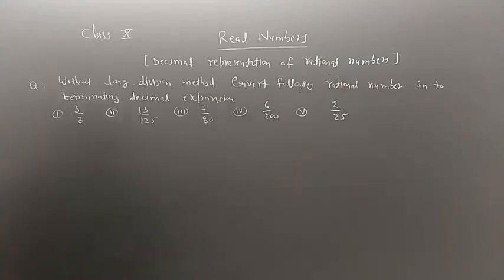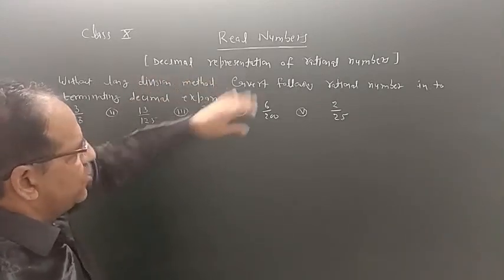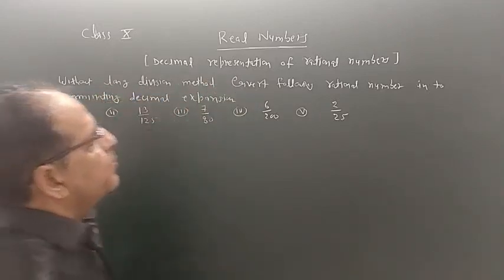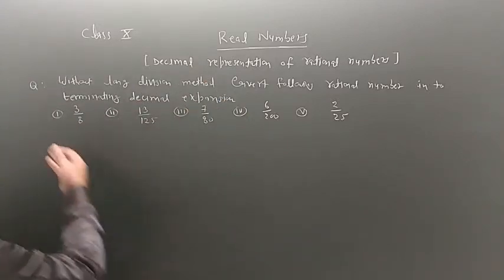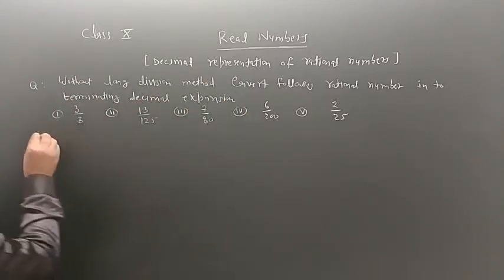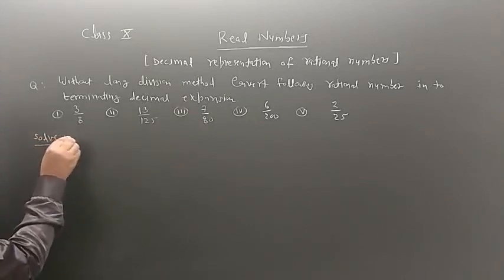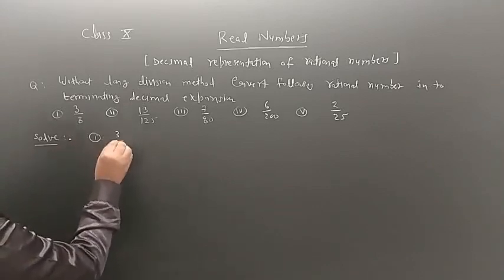Now I am taking some more problems based on real numbers and the topic decimal representation of rational numbers. Without the long division method, convert the following rational numbers into terminating decimal expansions. Some parts of the questions are given here, so we solve these without using the long division method. The first part is 3 upon 8.